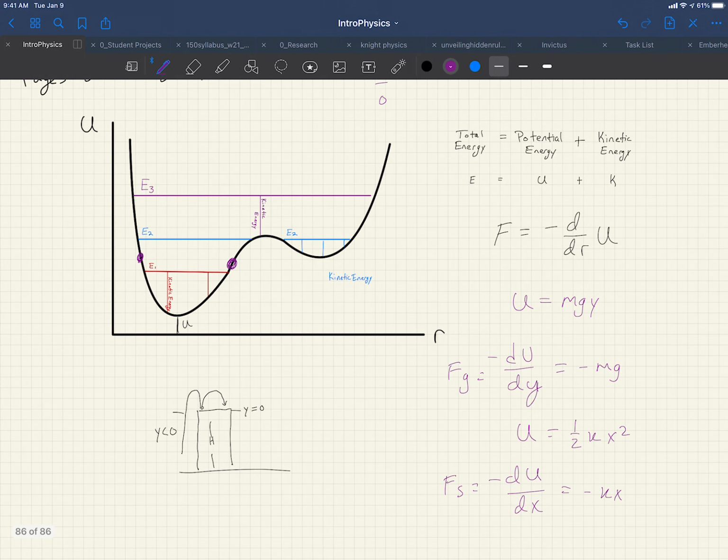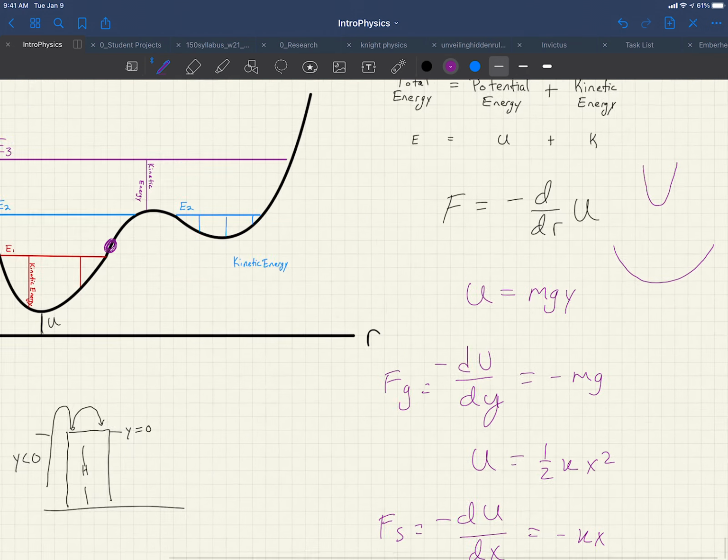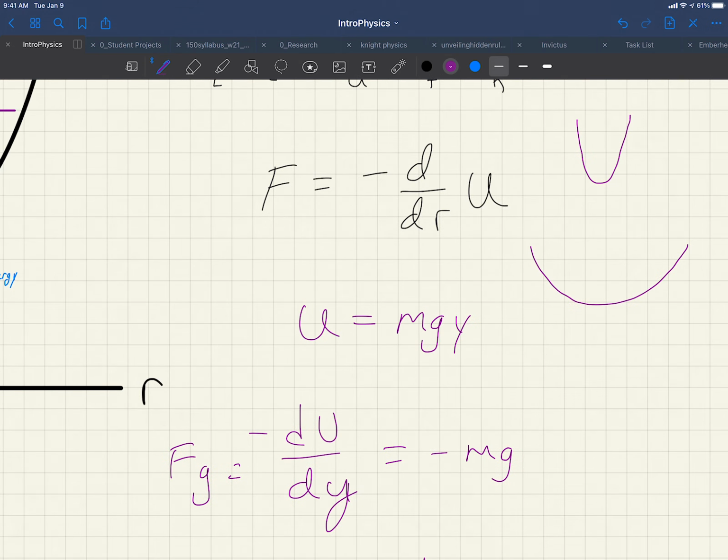So what does that mean? Well, let's imagine I had two potential energy curves. One was really steep and one was really shallow. Which one do you think would have a stronger force?